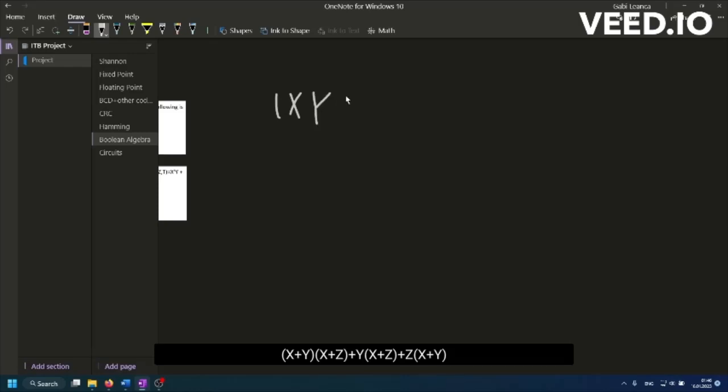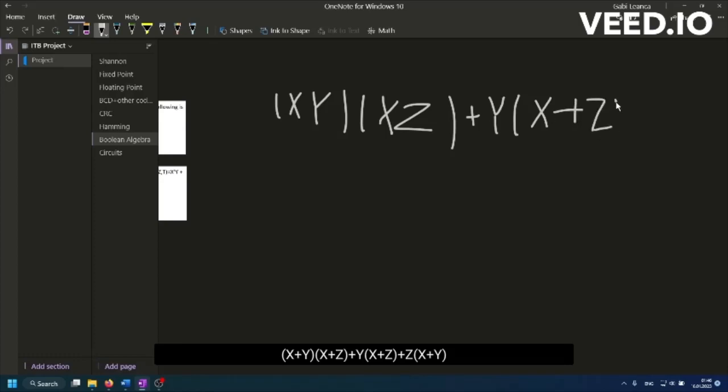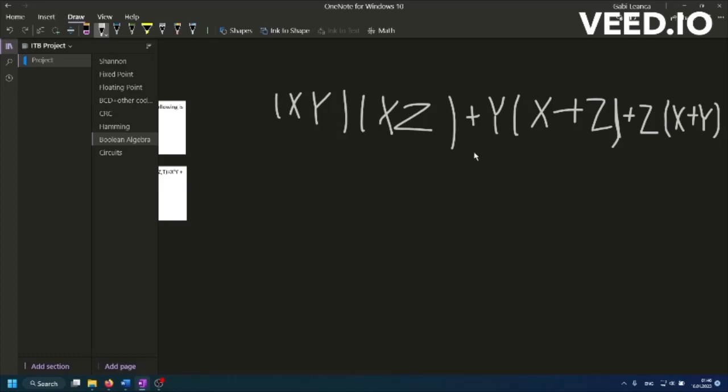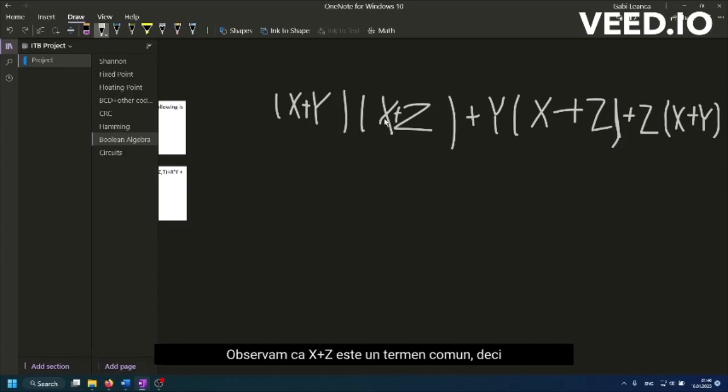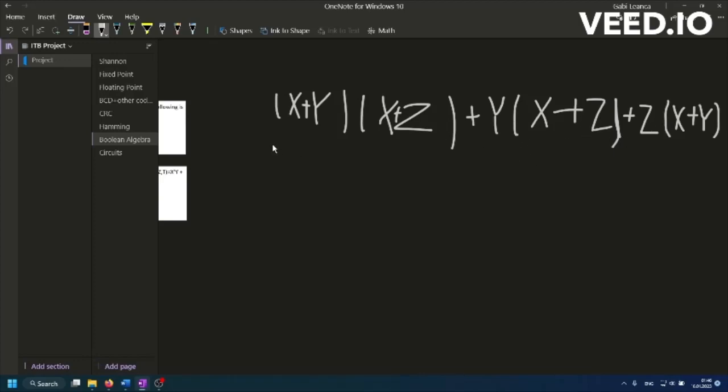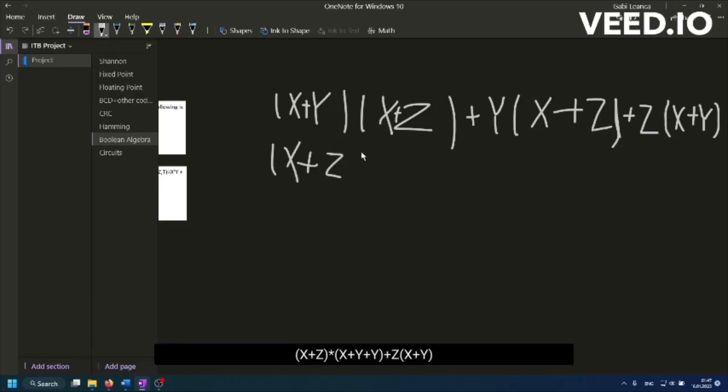x y, x z, plus y (x plus z), plus z (x plus y). Okay, so we notice that there was a plus here and a plus here. So we notice that x plus z is one of the common factors. So x plus z multiplied with (x plus y plus y).